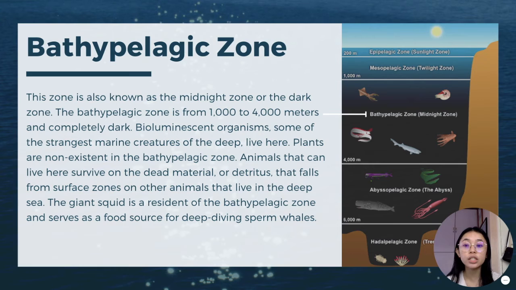Animals that can live here survive on the dead material or detritus that falls from the surface zones, or on other animals that live in the deep sea. The giant squid is a resident of the bathypelagic zone and serves as a food source for deep diving sperm whales.